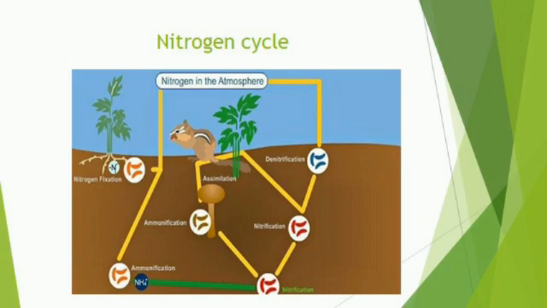Okay, nitrogen cycle. Again, let me repeat. The nitrogen cycle involves 5 steps: nitrogen fixation, nitrogen assimilation, ammonification, nitrification and denitrification.